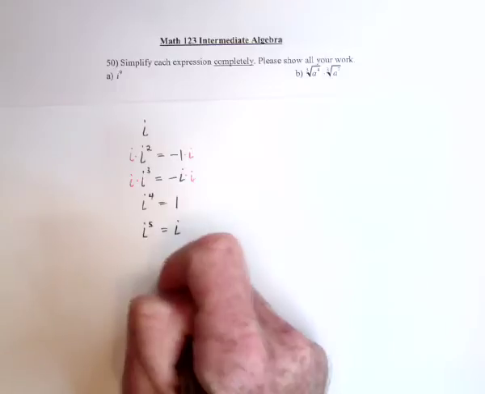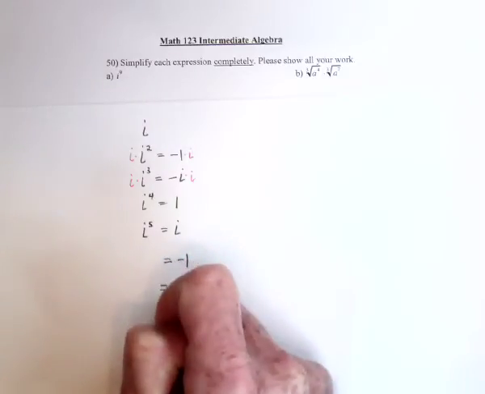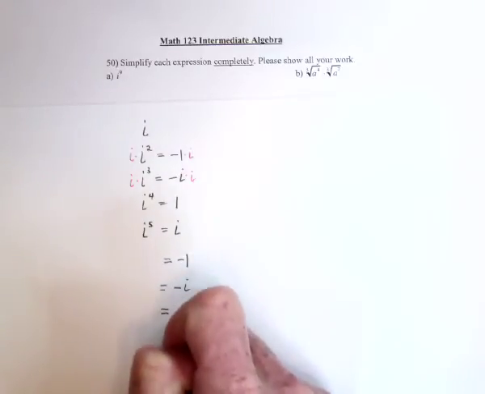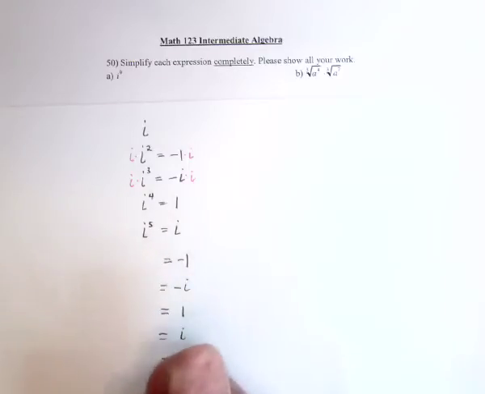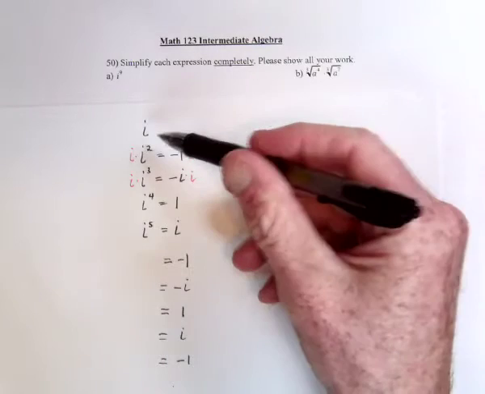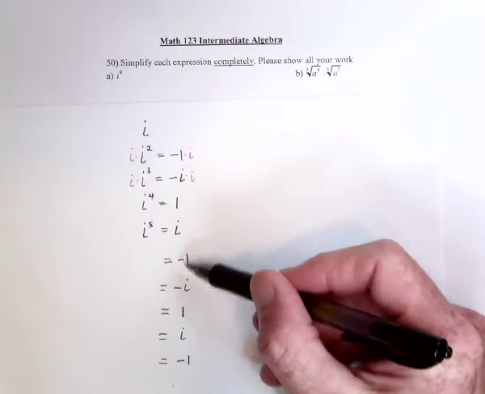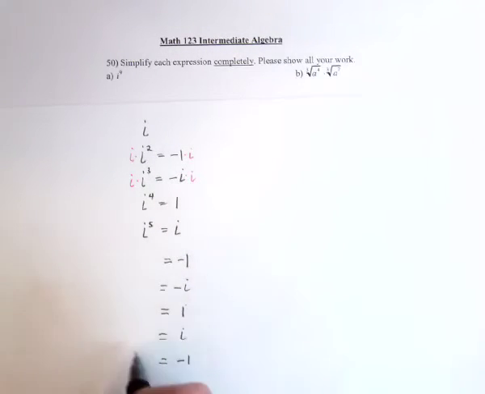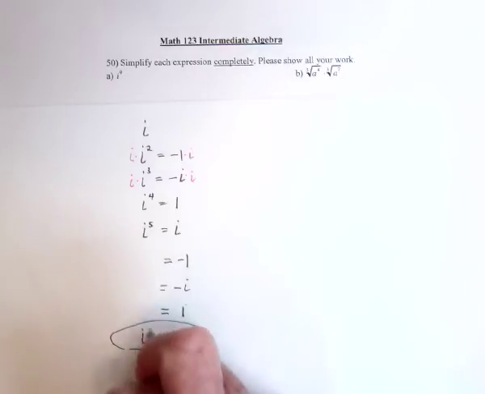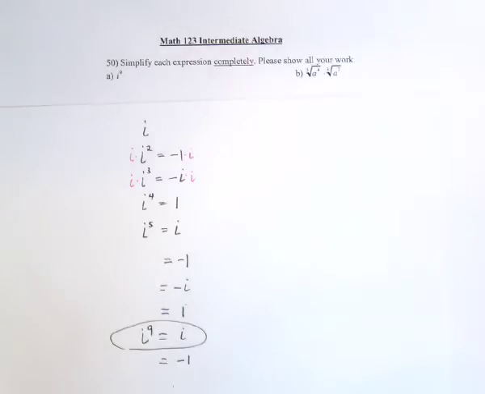i, -1, -i, 1. i, -1, etc., etc. So let's see, here's the first, second, third, fourth, fifth. This is the 6th, 7th, 8th, 9th. Whew! So there's one way you could do it.